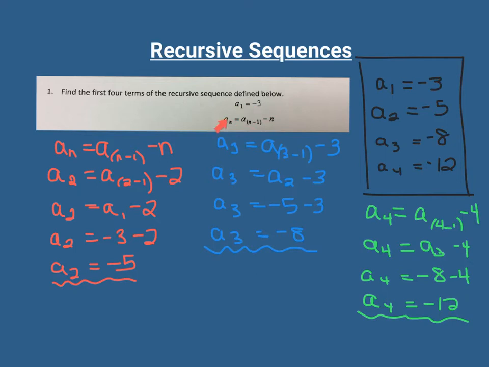It says to find whatever term you want to find, take the term before it. You're taking n minus 1, the term before it, and you're subtracting the value of the term number that you're on. So if I wanted to find a sub 8, I'm doing a sub 7 minus 8, minus the number of the term that I'm on.